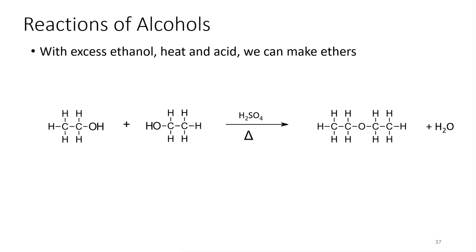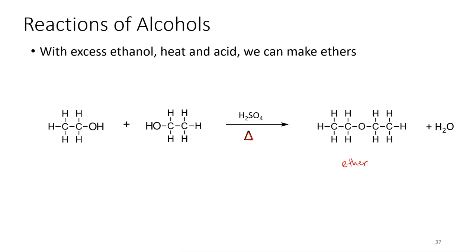We can also, if we add an increased amount of heat, so this is what the delta means, usually a chemical reaction that requires heat, with the acid here above, the sulfuric acid. If we have excess ethanol, concentrated acid, and heat, we can put this together and we can actually create now an ether.